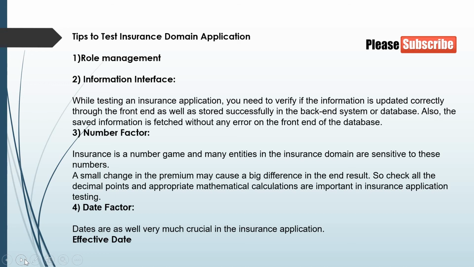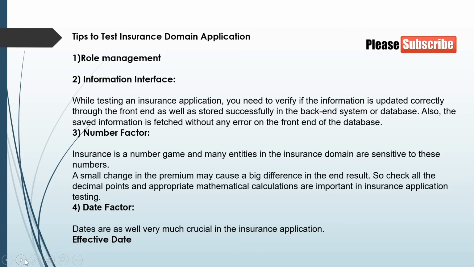Okay, so tips to test the insurance domain application. So one is role management. This role management is very important, guys. Every organization has role management, permissions of an application. There are different roles and permissions given to each agent and broker, as we call them, a user, who performs and completes their task and then goes to the next phase. No two users will have the same roles or permissions, which would create a conflict during task completion.